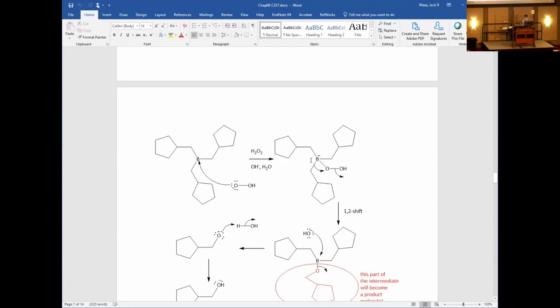And then what happens here is a mechanism very, very similar to a 1,2 alkyl shift, such as you might see in a carbocation rearrangement. The idea is that one of these three alkyl groups, it doesn't matter which because they're all the same, will migrate away from the boron and form a new bond between carbon and oxygen. So the carbon-boron bond becomes a carbon-oxygen bond.